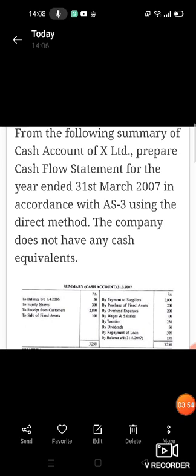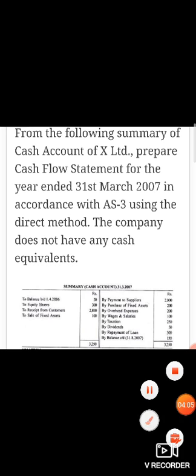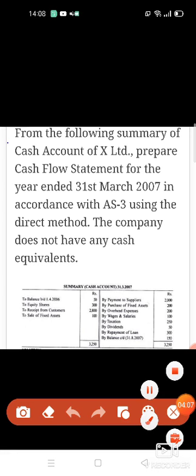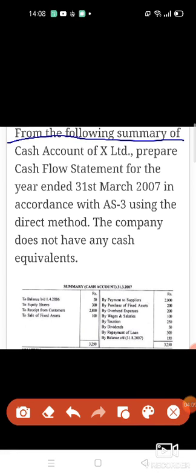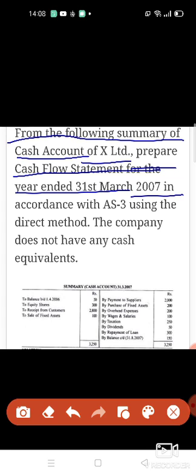Now see the question. This question is without adjustment. It's a very simple question for your first stage of cash flow statement. From the following summary of cash account of X Limited, prepare cash flow statement for the year ended 31st March 2007 in accordance with AS 3 using the direct method. The company does not have any cash equivalent.